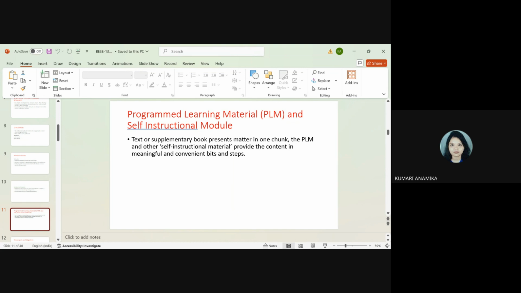देखो, next we will see this programmed learning material, which is also called PLM or self instructional module. Okay, देखो, text or supplementary book presents matter in one chunk. The PLM and other self instructional material provide the content in meaningful and convenient bits and steps.